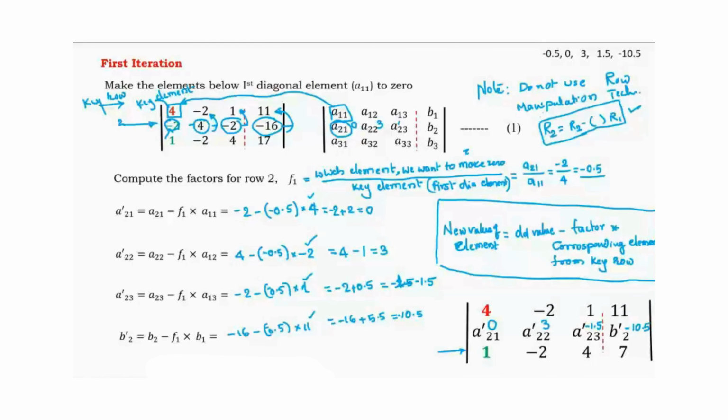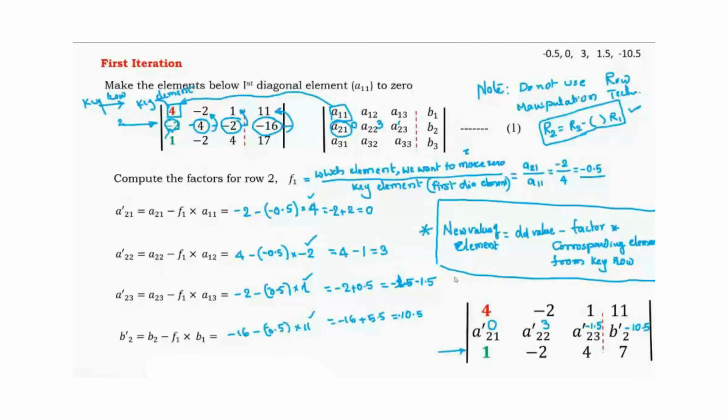Here we have to solve these numerical methods. Numerical methods always follow a standard procedure or routine. What is that routine here? You can see this is a single formula: new value of element is equal to old value minus factor into corresponding element from the key row. This is expected because throughout the program we can use a single formula for computation of new elements of the matrix. Is it clear?